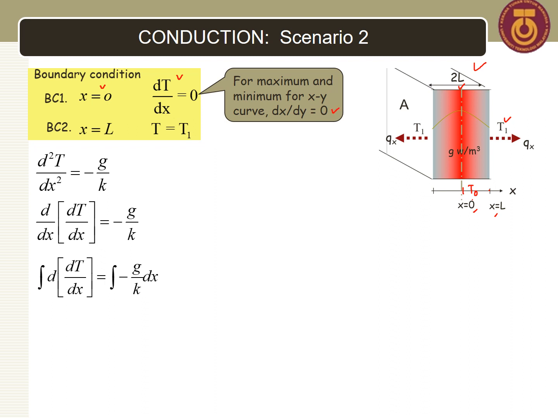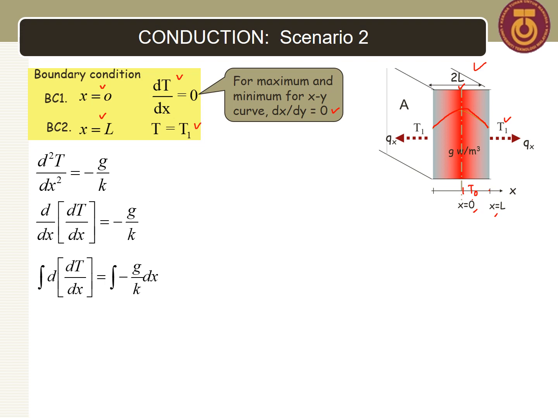So the same goes for this. We know that the function of temperature changes like this. At the maximum point, where we have maximum temperature, dT over dx equals 0. So this is our boundary condition 1. Then boundary condition 2 is similar to our scenario 1, that is when x equals L, then T equals T1.